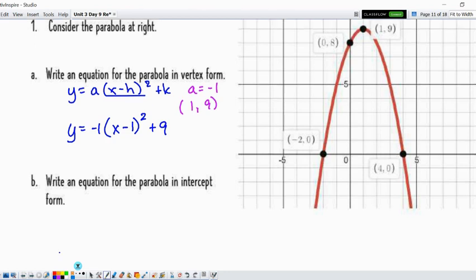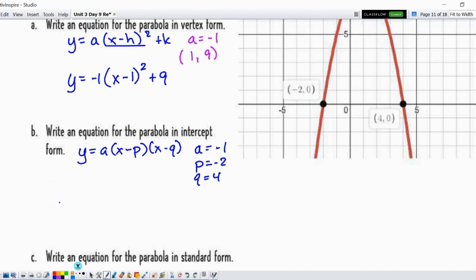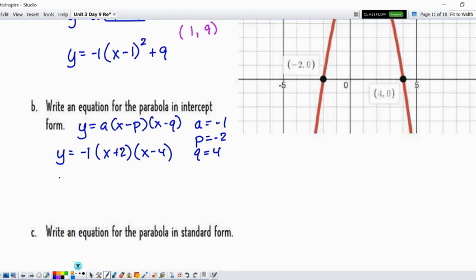When we write our equation in intercept form, we're going to use our two intercepts and our known a value of -1 to write the equation. We can see that our p-value is -2 and our q-value is 4. Does not matter which is which. When we plug those in, we're going to be doing the opposite. Again, x is a liar. So x minus -2 gives us a factor of x plus 2, and x minus +4 gives us the factor of x minus 4. And we are done with intercept form.